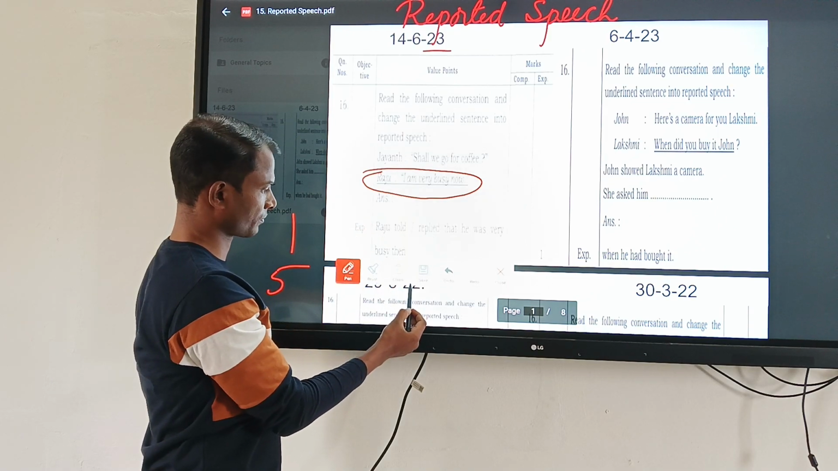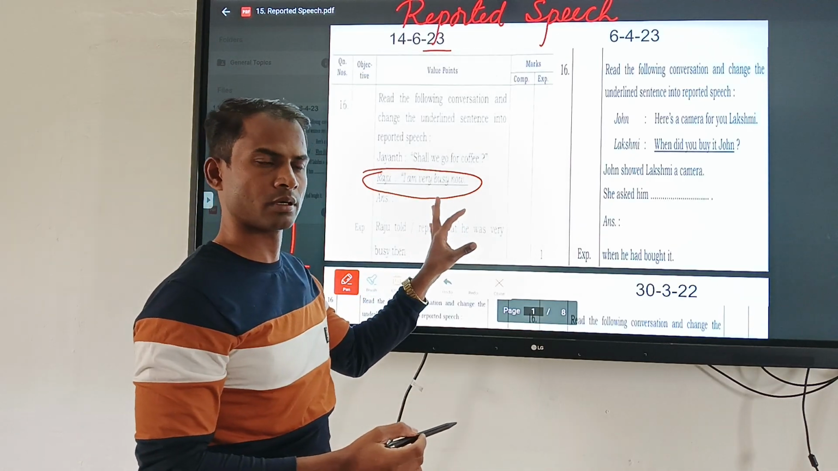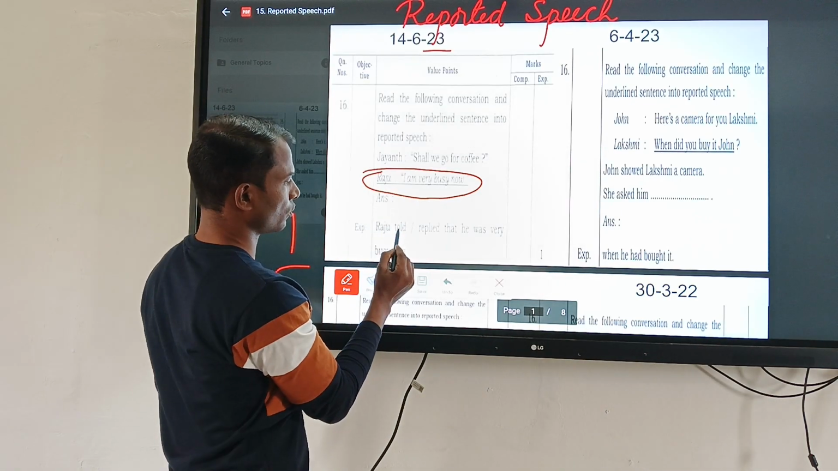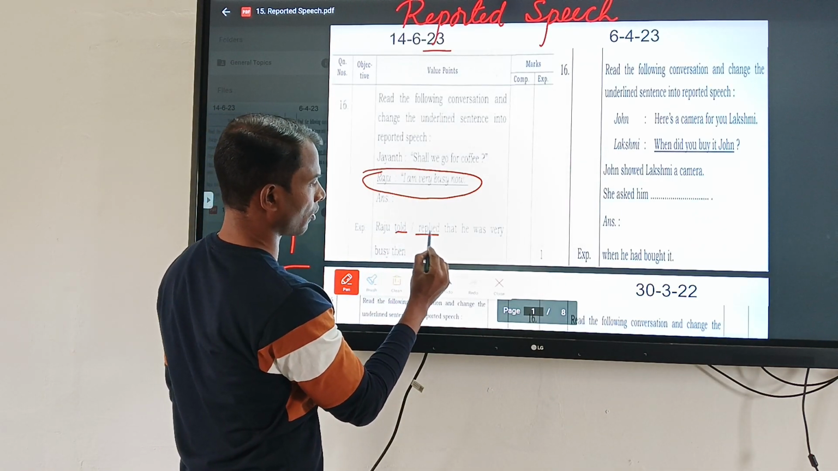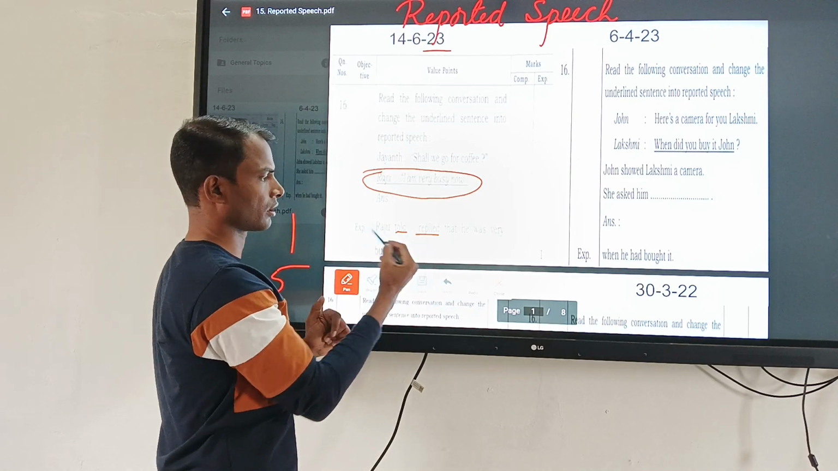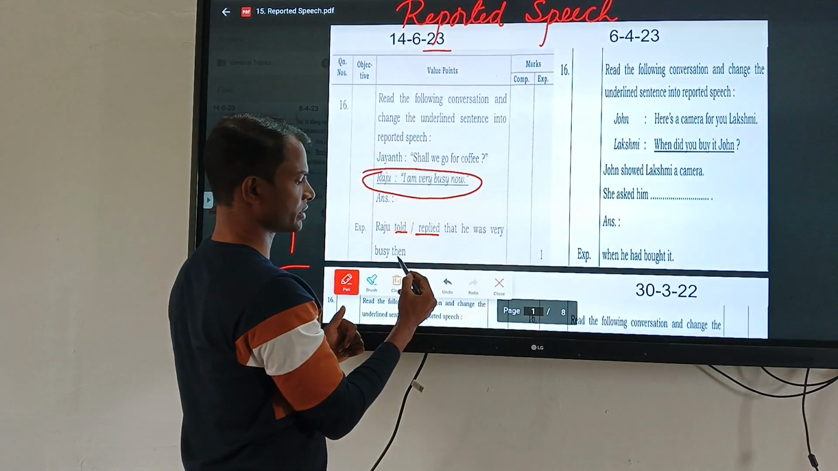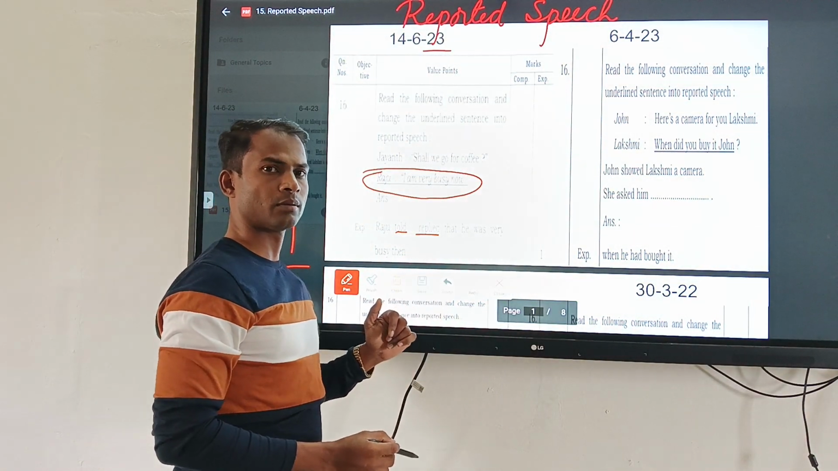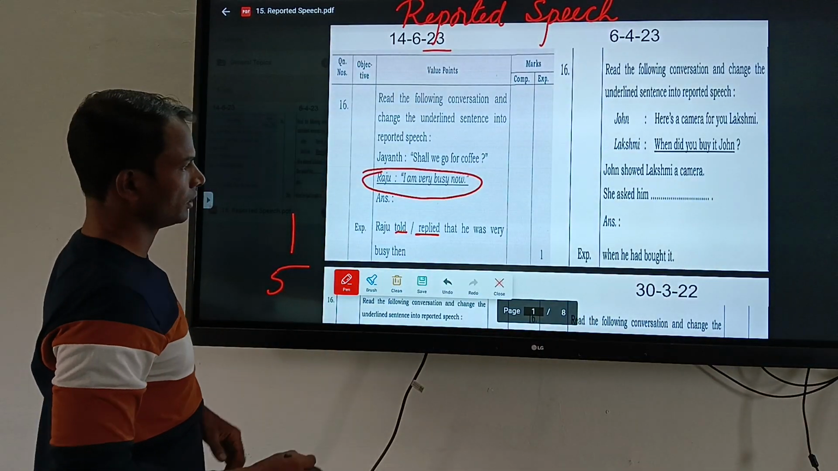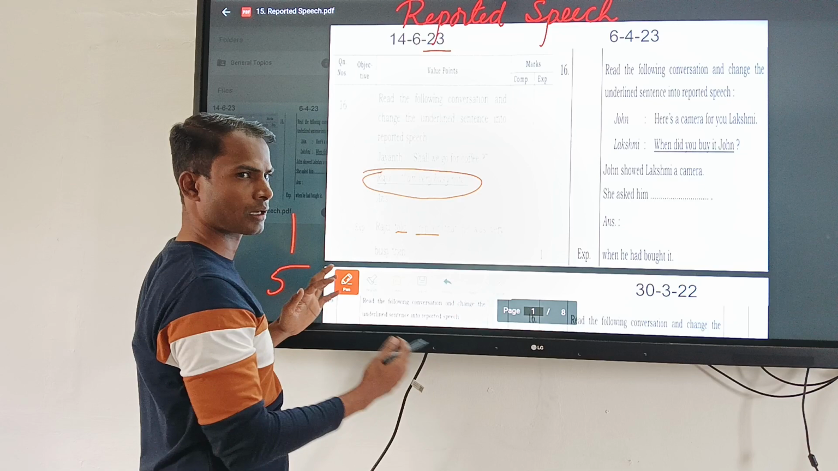The answer is here, because I have taken it from the key answers from the departmental website. Raju told or replied. You can use either, any of the reporting verbs. Raju told that he was very busy then is the answer. But how did we get this answer? That is the question. Now, to get this answer, we need to make a few changes in the sentence.